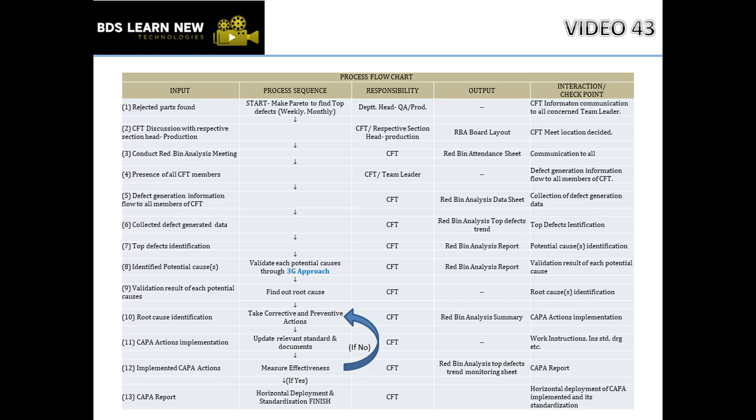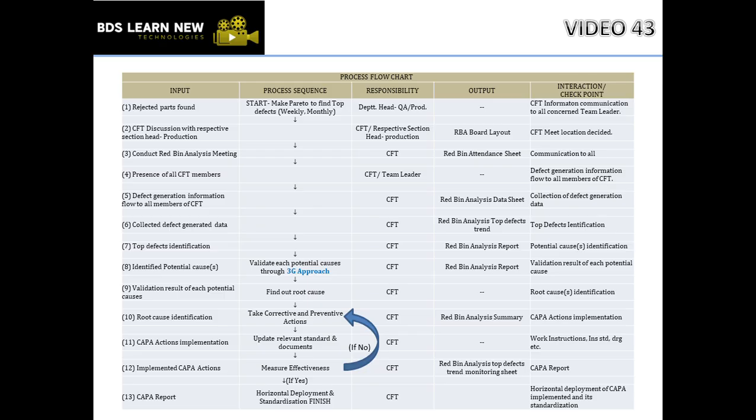Now there are 13 parts which we have to remember. First of all, we are receiving the rejected parts. The first step is getting the input, which means rejected parts found. Then we have the process sequence, then the responsibility, then the output, and then the interaction checkpoints. Now this format is just for reference, right?